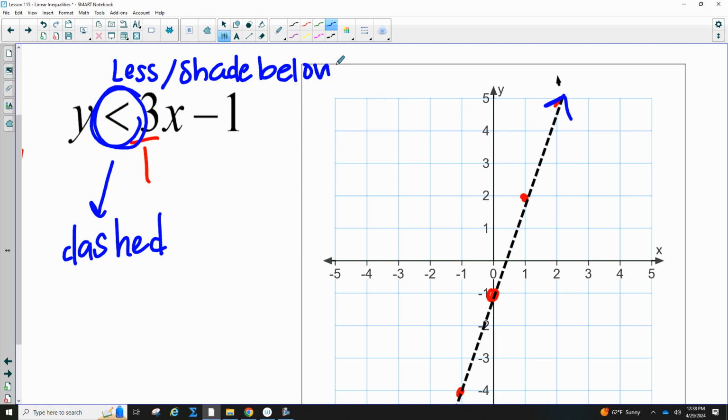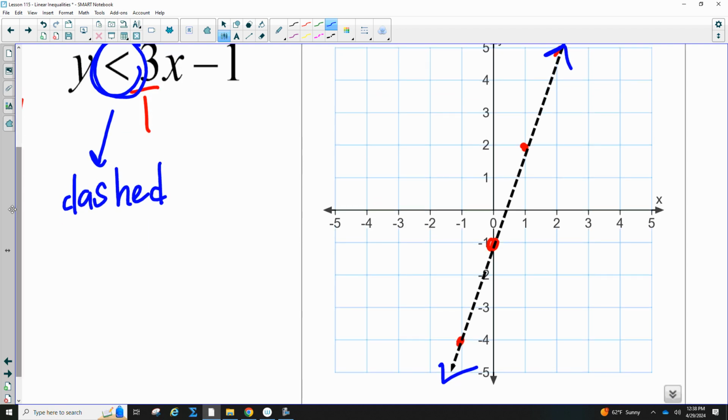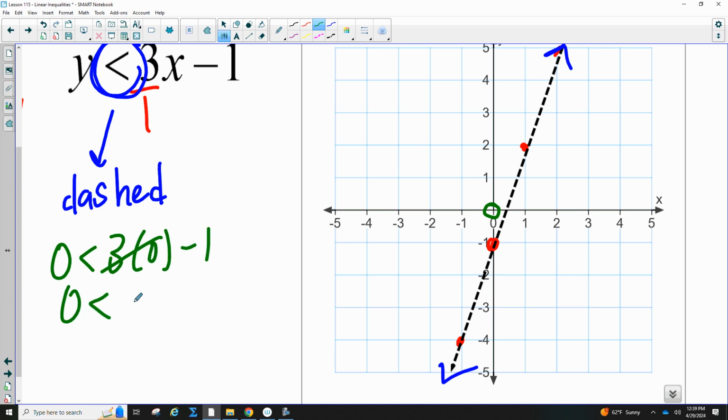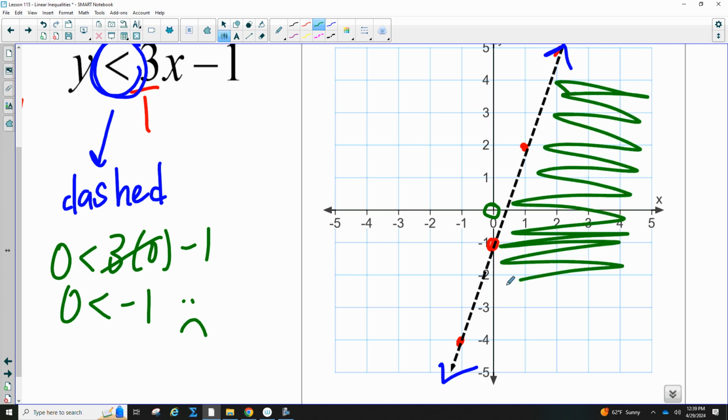You might be wondering which way is below. Is this below or is this below? I agree with you, this is below the line. If you are not sure, an easy point to test is 0, 0. Let's say you plug in 0, 0. This would tell you that 0 is less than -1. Is that true? No, which means that this is not a solution. So you should not be shading here. You should be shading below the line, which is here.